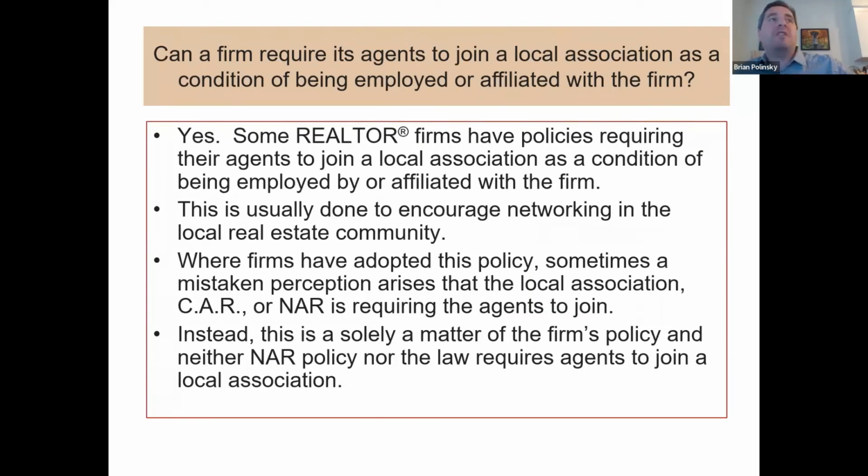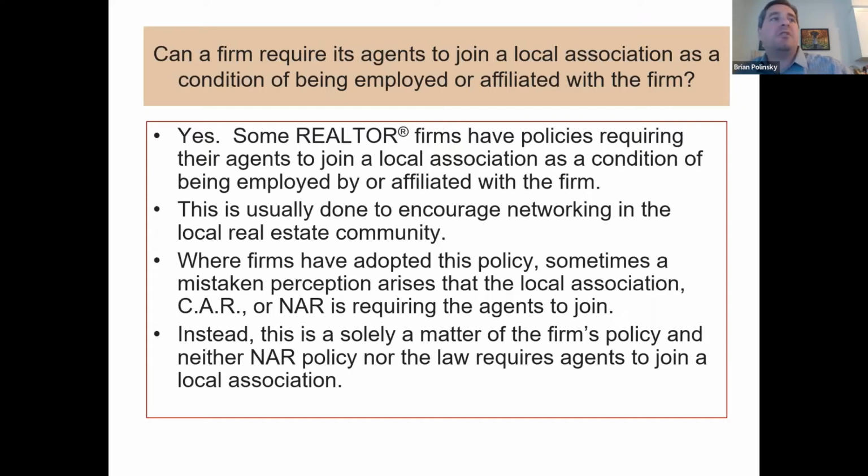Can a firm require its agents to join a local association as a condition of being employed or affiliated with the firm? And the answer is yes, a firm is free to do that. Some realtor firms have policies that do require their agents to join a local AOR as a condition of being employed by or affiliated with the firm. And that is the firm's prerogative to do that.